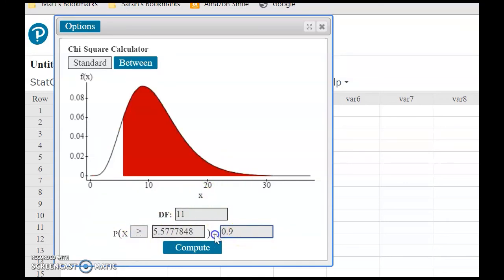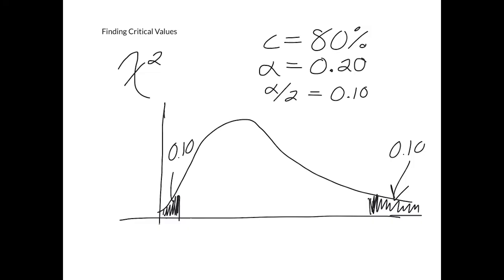Now if we go for the right critical value, or chi-squared sub alpha over 2, that is a right-tailed area, and it's 0.1 in the right tail. And that tells me the chi-squared value for the right side, or chi-squared sub alpha over 2, is 17.275. So from StatCrunch, we found that chi-squared sub 1 minus alpha over 2 was 5.578, and chi-squared sub alpha over 2 was 17.275.